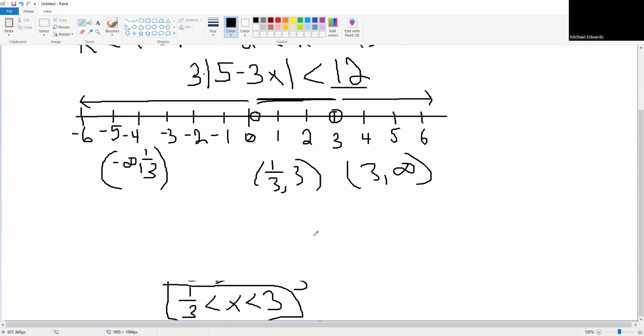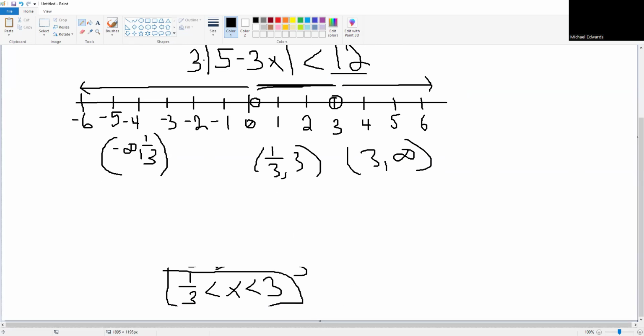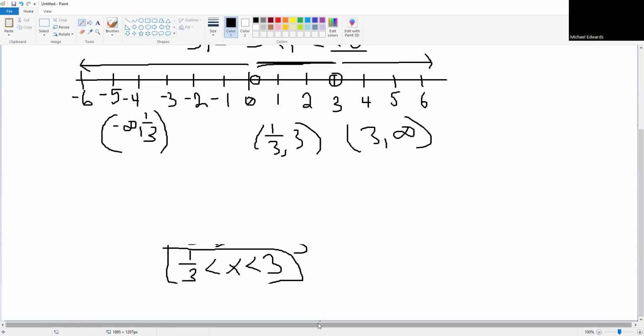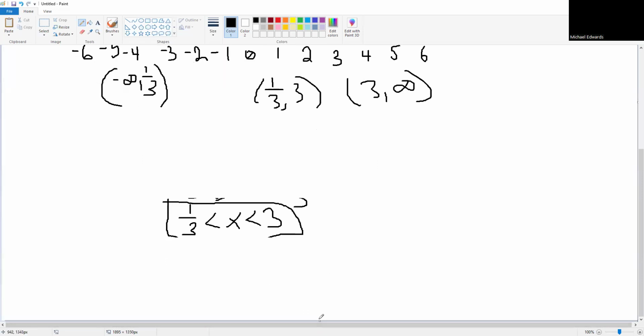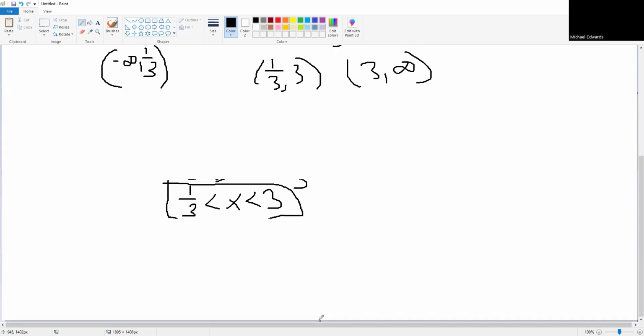I'm running out of screen real estate. I wonder if I can do this. Ooh. Making more screen real estate as we speak. Look at that. That is awesome.